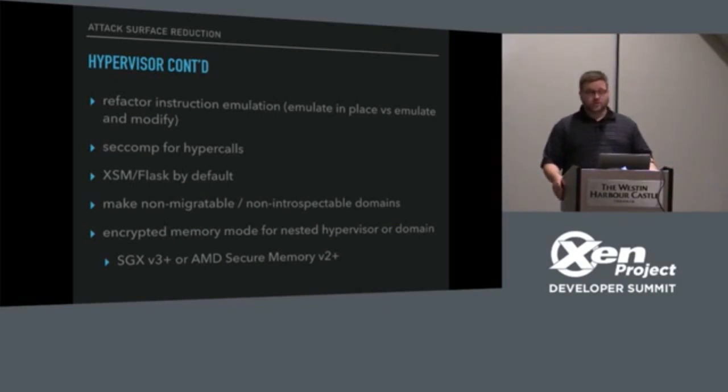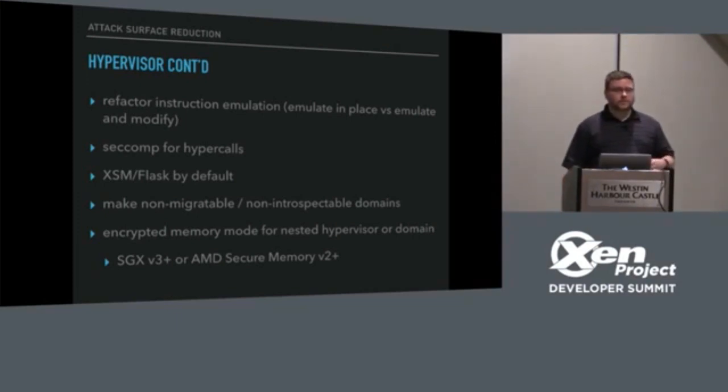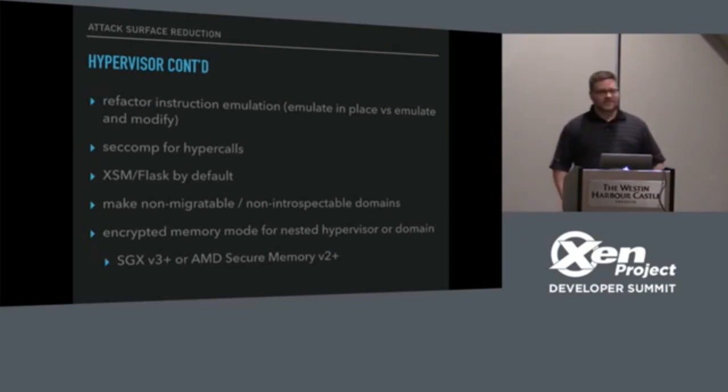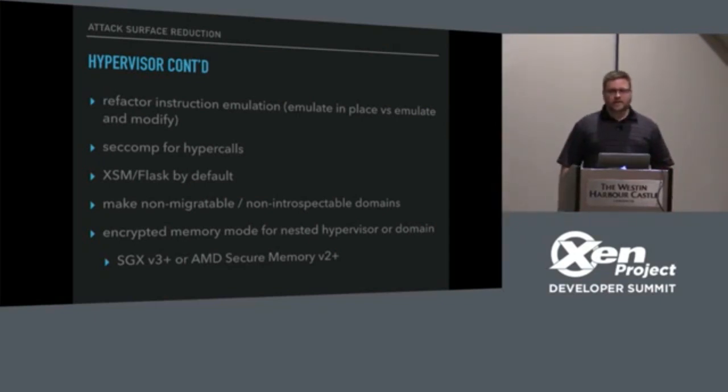But one thing I'd love to see is a switch to XSM Flask by default. I know there are still a couple of pain points, but we're working towards that. And then dynamically making domains not migratable or not introspectable. The introspection API is great, but at the same time, it is great for doing malicious things. Obviously some areas to research are the encrypted memory modes. If you have read about SGX or AMD Secure Memory, I have specifically put SGX version 3, since SGX version 2 has already been announced and it is lacking. As for AMD Secure Memory, I think we have a talk about it tomorrow, but we'll see how much and where the hardware pans out.